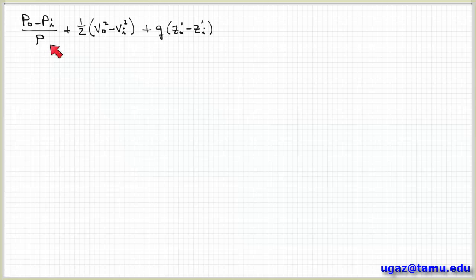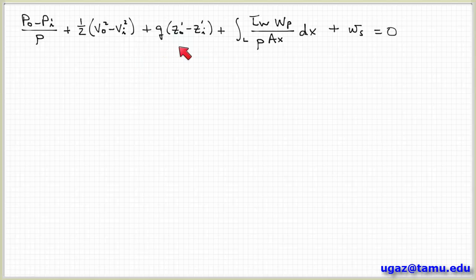So I have p outlet minus p inlet over rho, plus 1/2 v outlet squared minus v inlet squared, plus g times z prime out minus z prime in, plus the integral over the length from inlet to outlet of this wall drag term, tau wall times the wetted perimeter over rho times the cross-sectional area, plus this work term, equals 0.